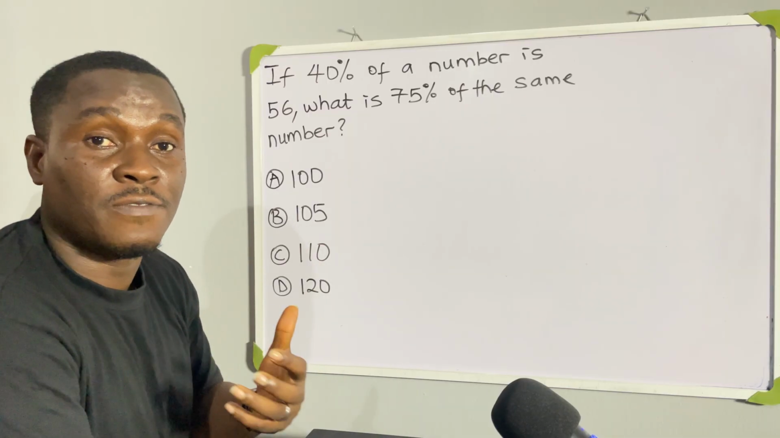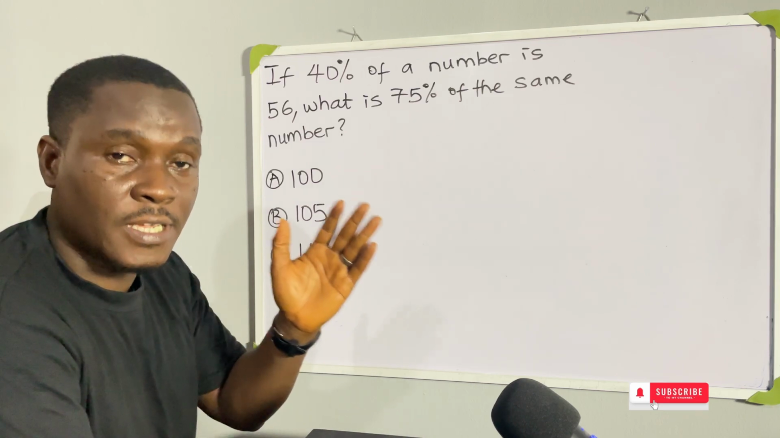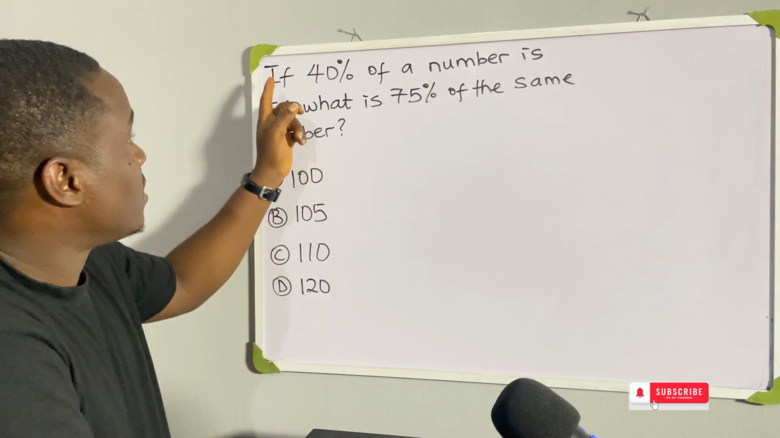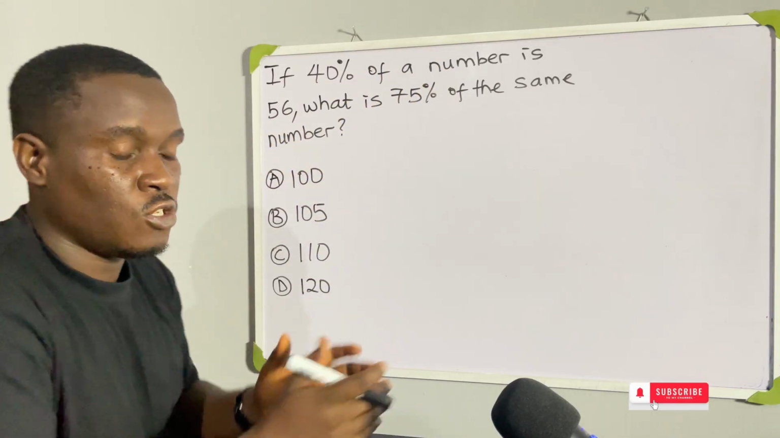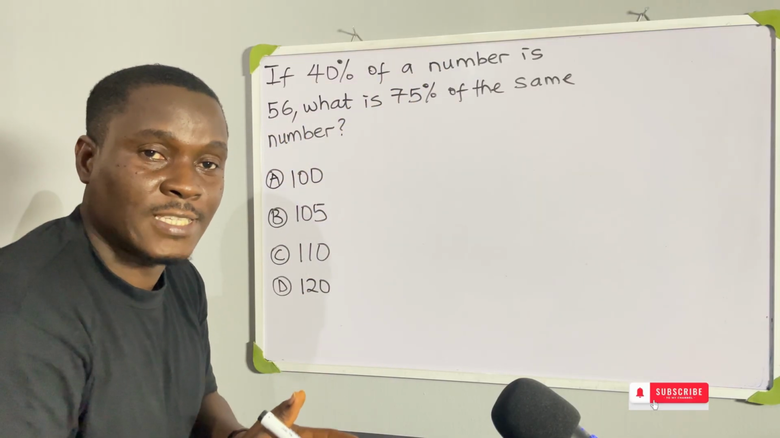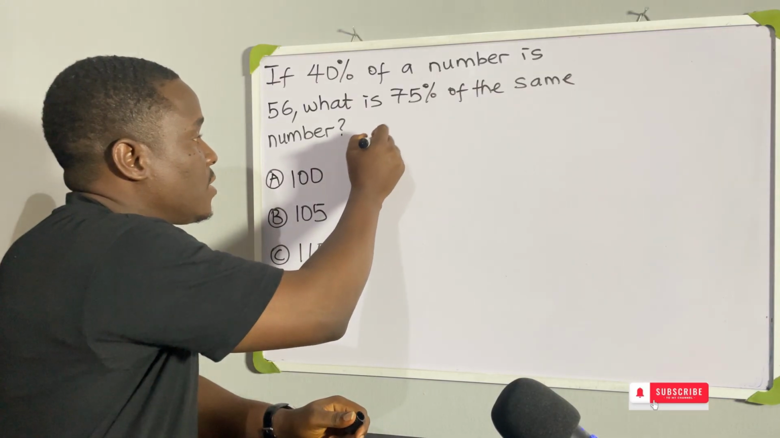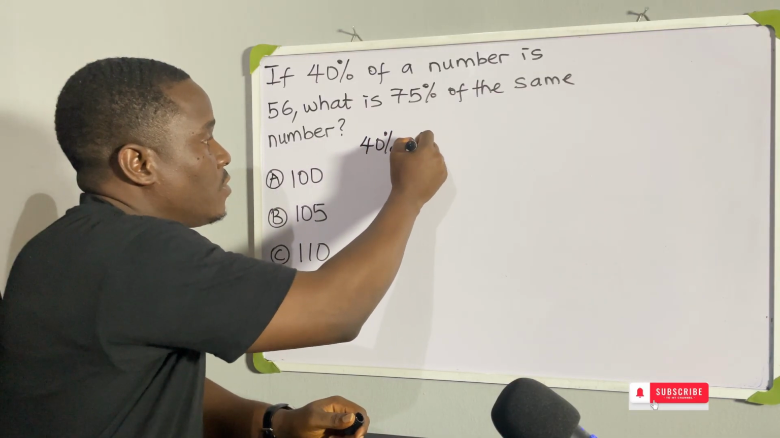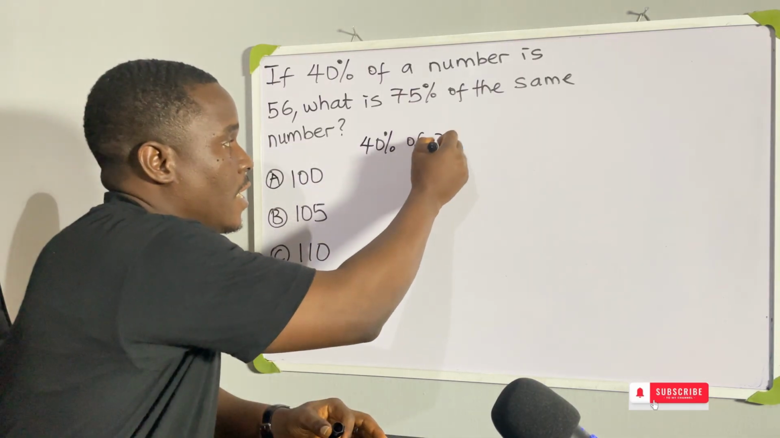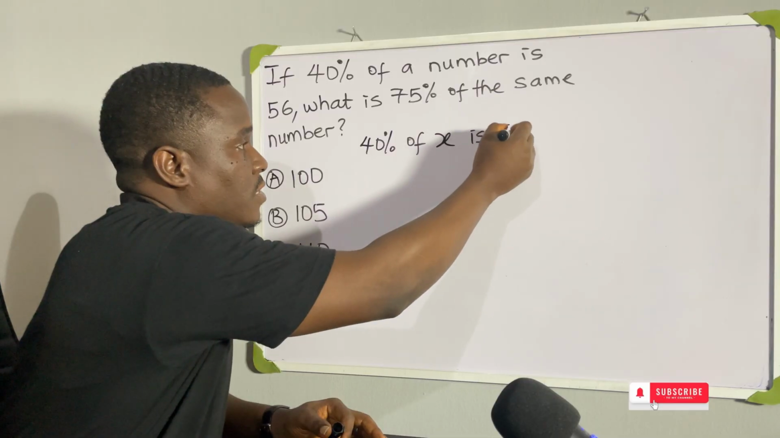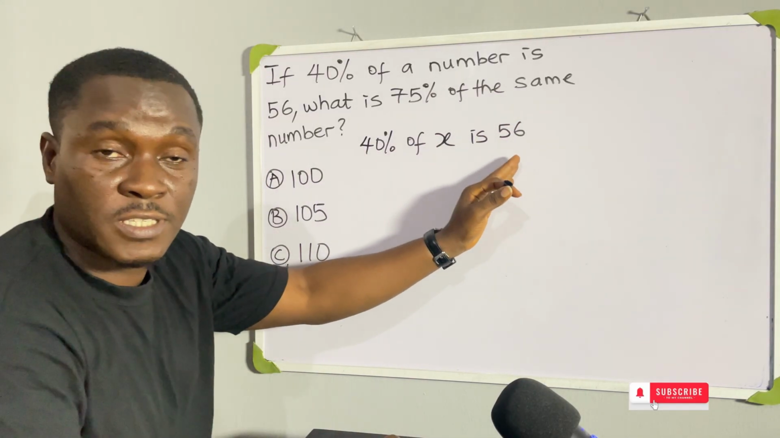For us to find 75% of the number, we first need to find out what the number is. So we are told that 40% of the number is 56. We have to write that as an equation in order to find the number. 40% of, do we know the number? No. So let's call it x. X is 56. So 40% of the number is 56.